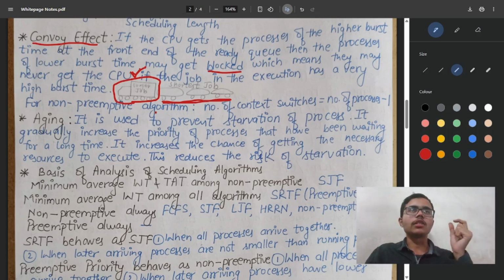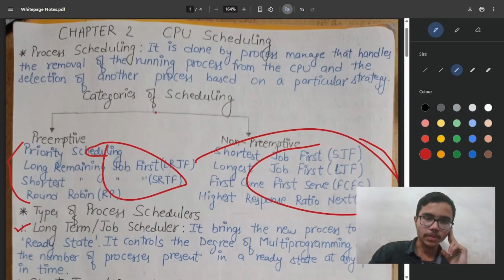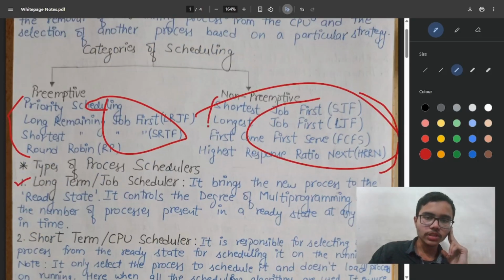That means SJF, LJF, longest job first, shortest remaining job, longest remaining job, and FCFS, and highest response ratio next. These are the things which are non-preemptive. Shortest job first, longest job first, first come first serve, or highest response ratio next. I keep in my mind these words also.